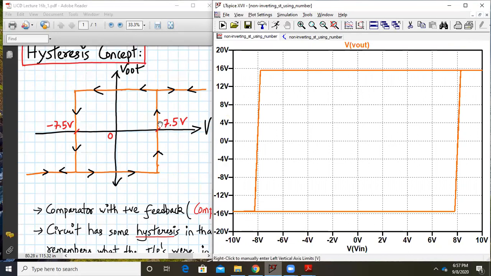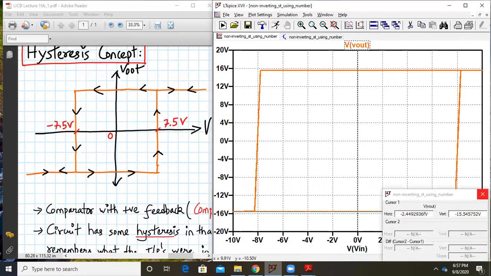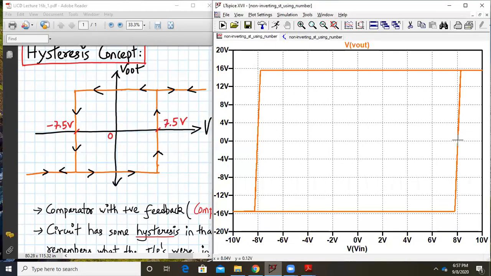Let's calculate how much this is, whether it is 7.5 or not. Let's check that. So over here, if I go at around 0, here it is 8.04. That's okay because here saturation voltage we have assumed it to be 15, but it is coming out to be 15.6 something, right? Yeah, it's coming out to be 15.56. So that's understandably fine. And here instead of minus 7.5, you can check in the lower half, X and Y coordinate, it is coming out to be minus 8. That's perfectly fine because we have miscalculated the value of plus or minus VSAT.